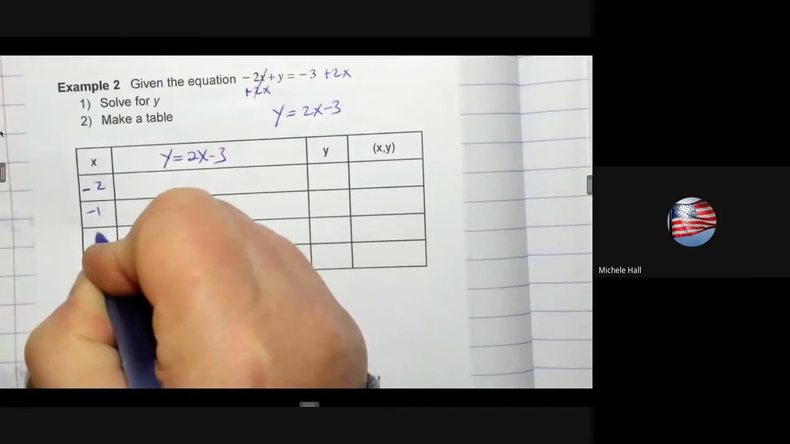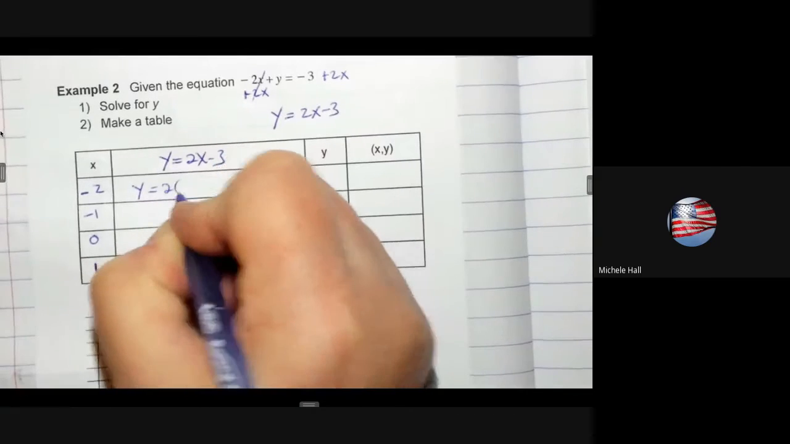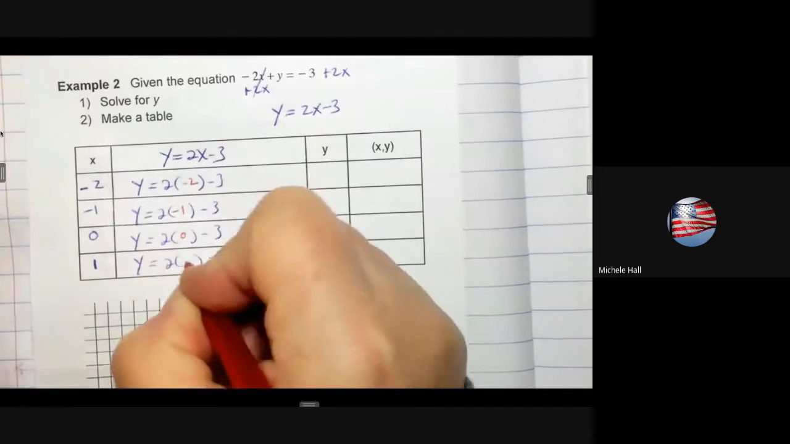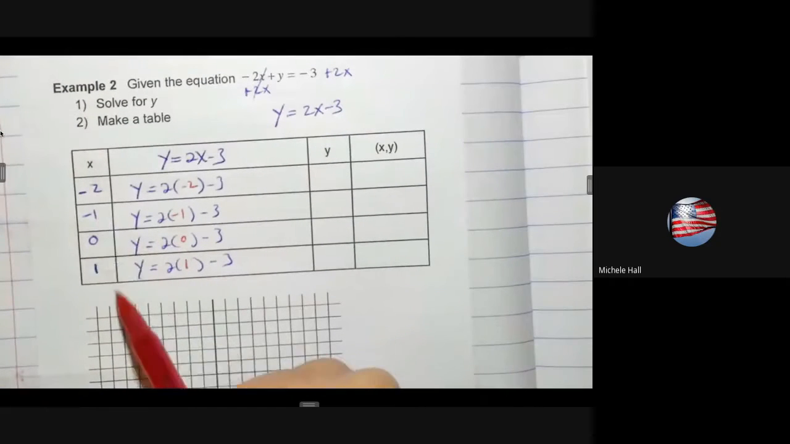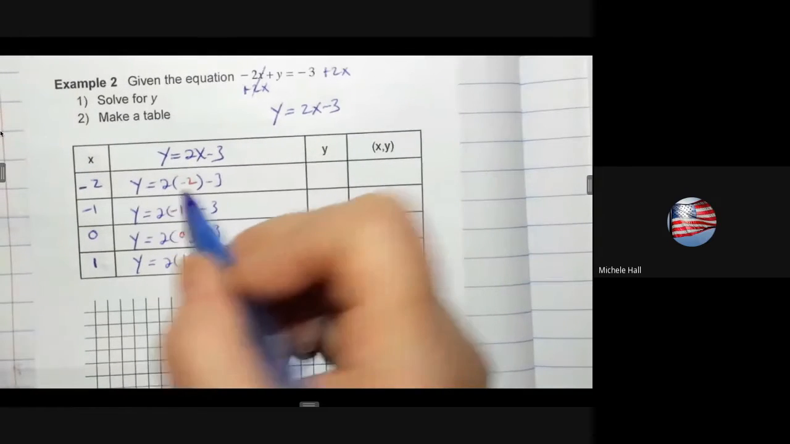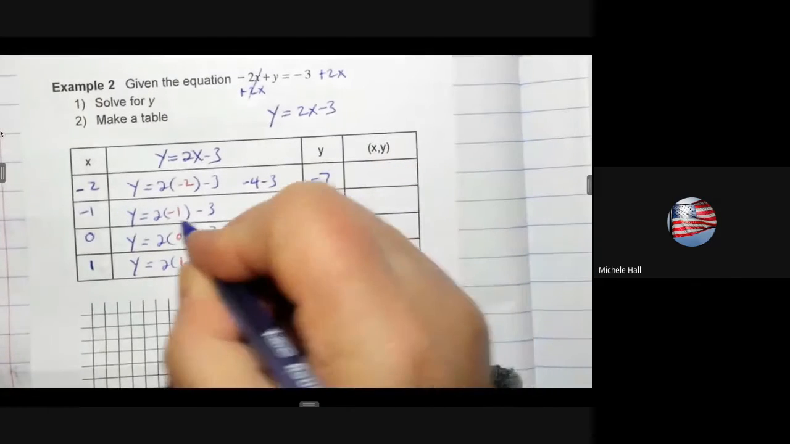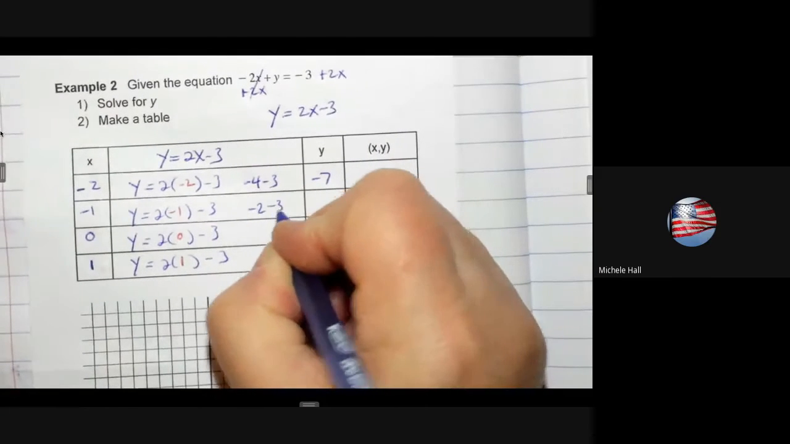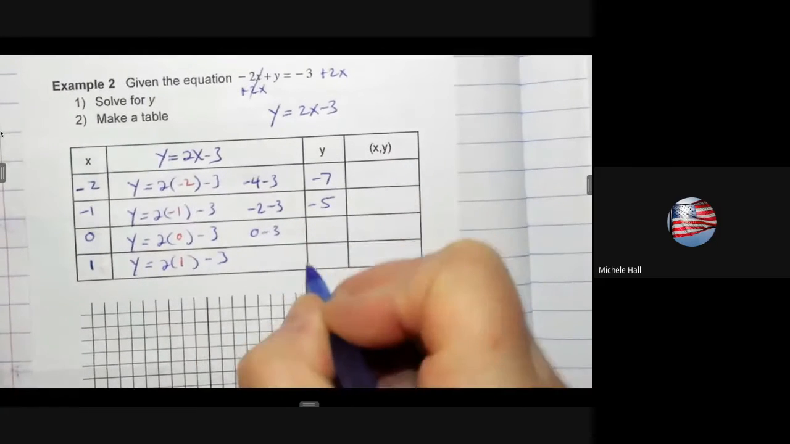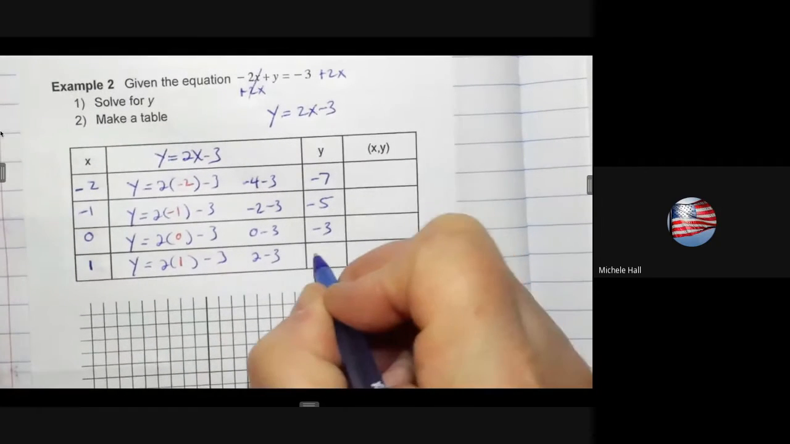-2, -1, 0, 1. Going to substitute those x values in. I tried to choose numbers that are on both sides of 0, not just all positive numbers. And now we're going to simplify. 2 times -2 is -4, -3. That would be -7. 2 times -1 is -2, and then we have -3, -5. 2 times 0 is 0, minus 3 is -3. 2 times 1 is 2, minus 3 is -1.